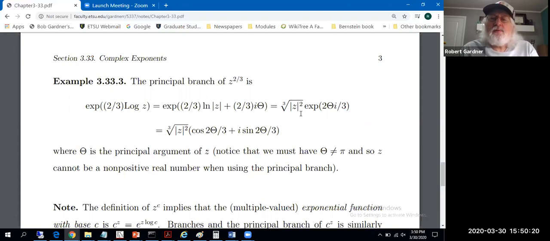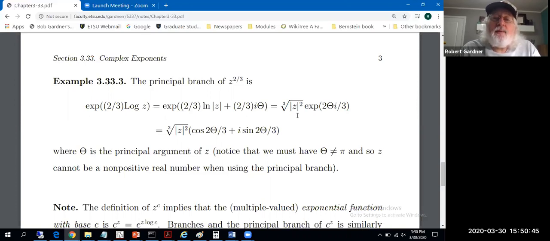Could z be 0? No, the log's not defined at 0. There's some other stuff it couldn't be as well. If we're using the principal branch of the log, z couldn't be a negative real number either. That's because of the principal branch of the log and its domain. It would be from negative pi to positive pi, excluding the endpoints. So there's some hidden constraints under that. Anyhow, this is a real setting, and we're okay.